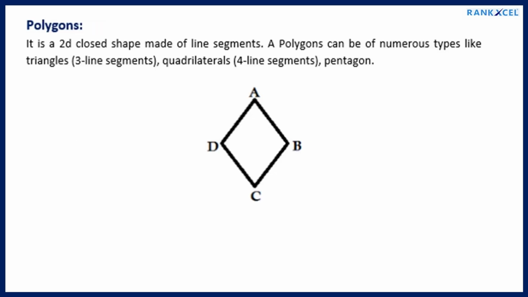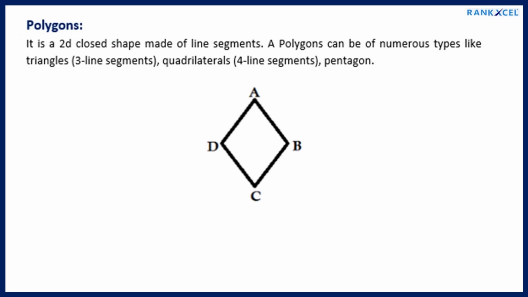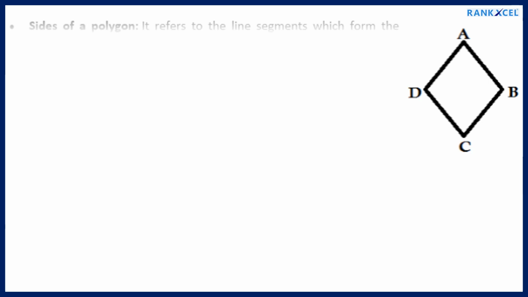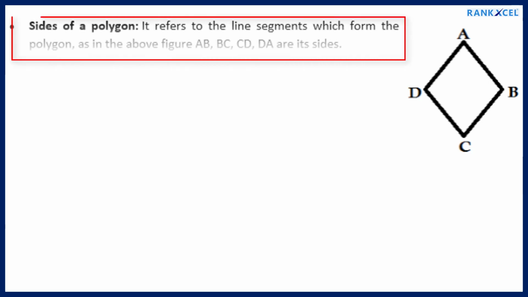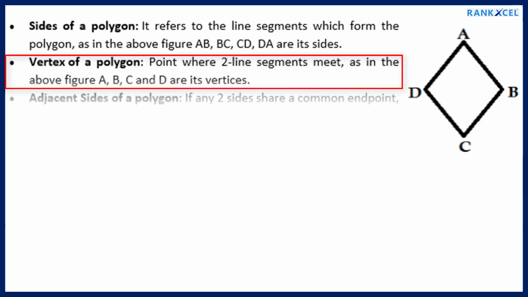Polygons. It is a 2D closed shape made of line segments. Polygons can be of numerous types like triangles, 3 line segments, quadrilaterals, 4 line segments, pentagon. Sides of a polygon, it refers to the line segments which form the polygon, as in the above figure AB, BC, CD, DA are its sides. Vertex of a polygon, point where two line segments meet, as in the above figure A, B, C and D are its vertices.